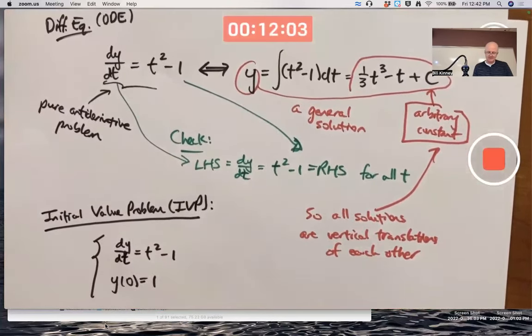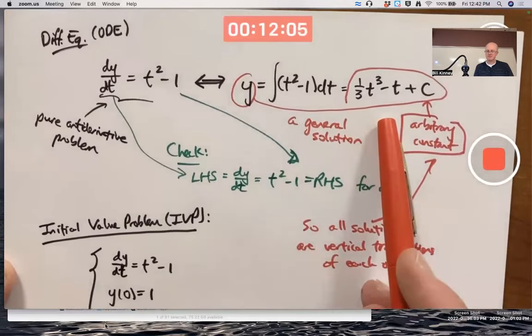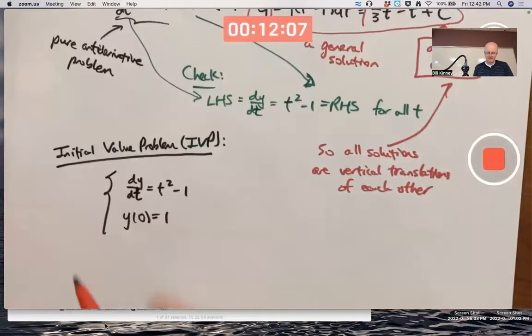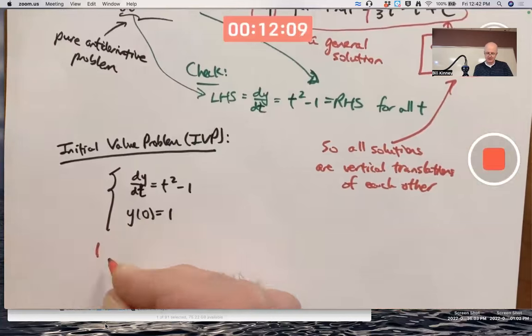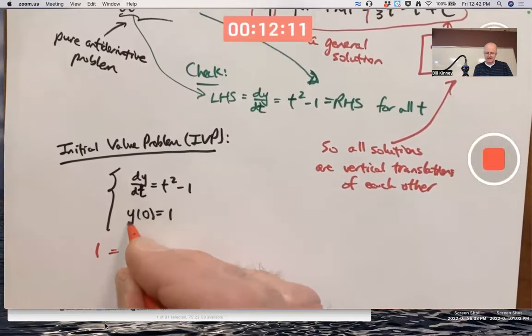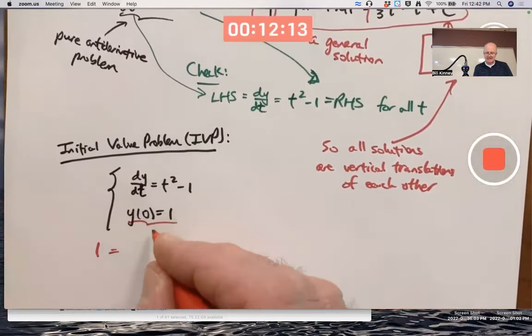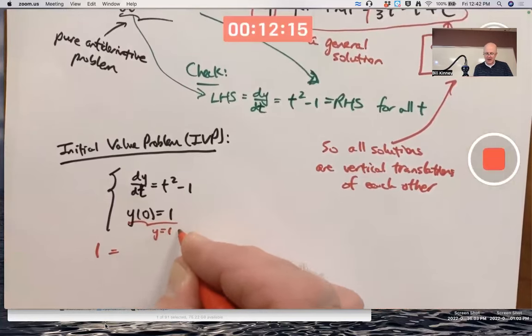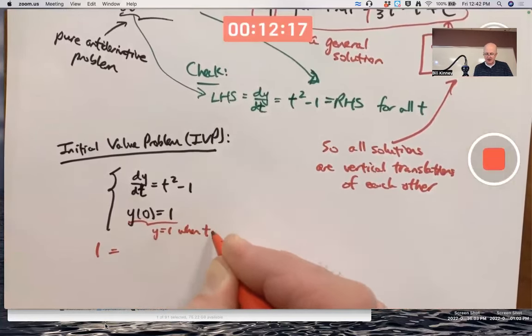How do you find it? Use the general solution. In our case, that's fairly easy. What does this initial condition say? It says y equals 1 when t equals 0.